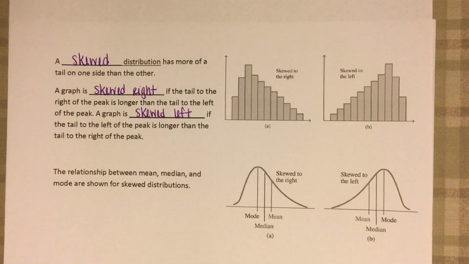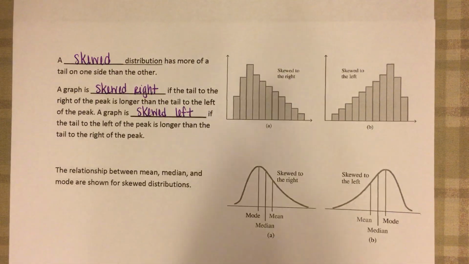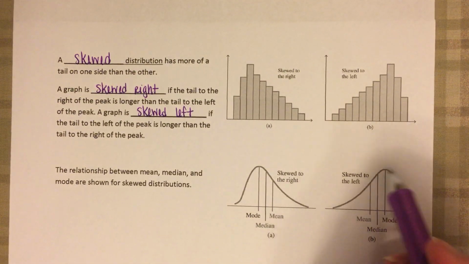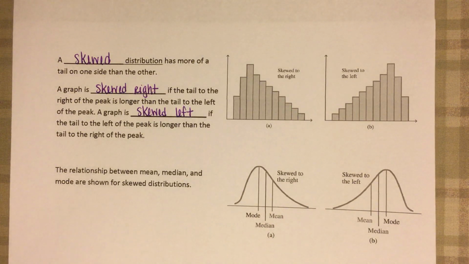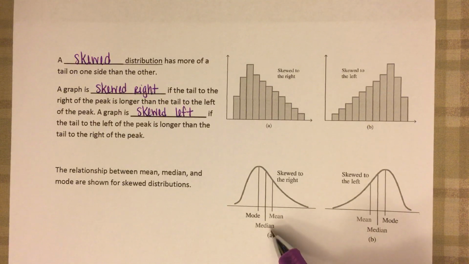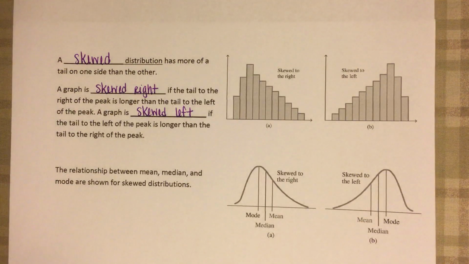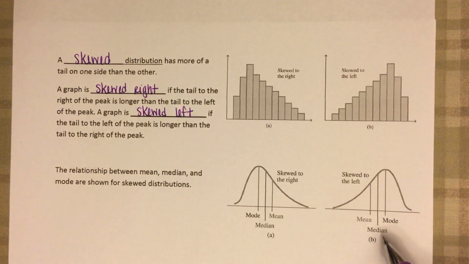And we can see that tail if we don't just look at our frequency histogram, but if we were to sketch this out as a more rounded curve. So these longer pieces on either end, that's what we refer to as our tails. The relationship between mean, median, and mode is shown for skewed distributions. In a distribution that's skewed to the right, our mean is larger than our median, which is larger than our mode. And if it's skewed to the left, they go in the opposite direction. The mean is the smallest, the median is larger than that, and then the mode is the largest.